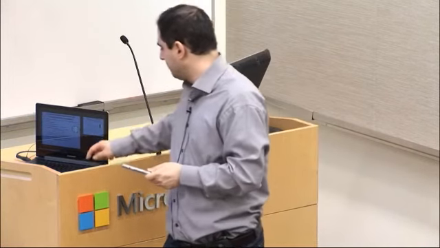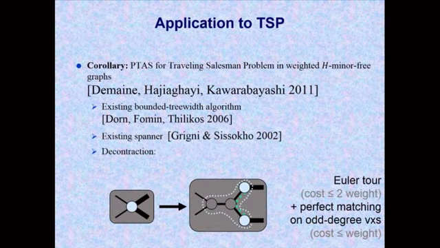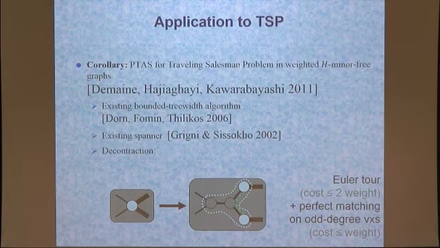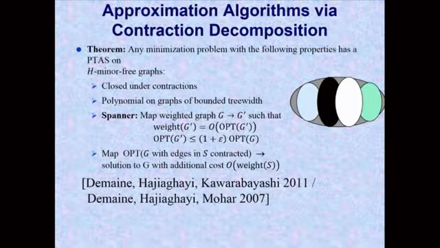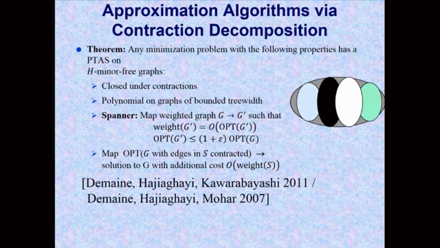So let's see an example here. That was the TSP problem: a PTAS for the traveling salesman problem in weighted H-minor free graphs. The problem that I mentioned was open for a decade. For bounded treewidth graphs, there exists such an algorithm, and there are some very famous spanners for these things. The only thing you need is the map; we had everything here except the map. I will just explain the map.